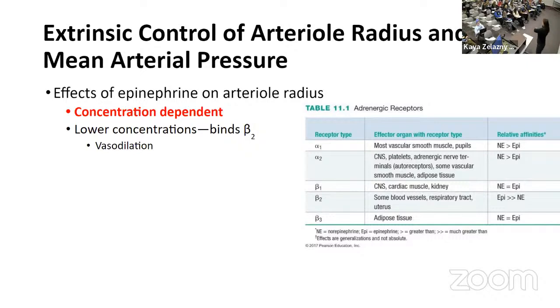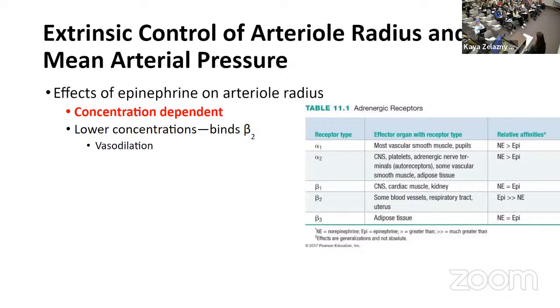So if you have just a little bit of epinephrine, it has a really high affinity for that beta-2 receptor. So it is just going to go and bind to beta-2 receptors. Because it's binding to beta-2 receptors at these low concentrations, at low concentrations of epinephrine, the effect that we're going to see overall is vasodilation, because that's what the beta-2 receptors do.